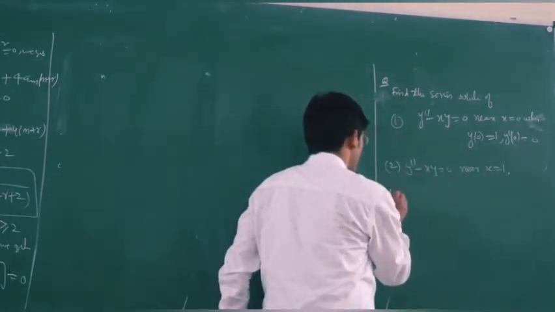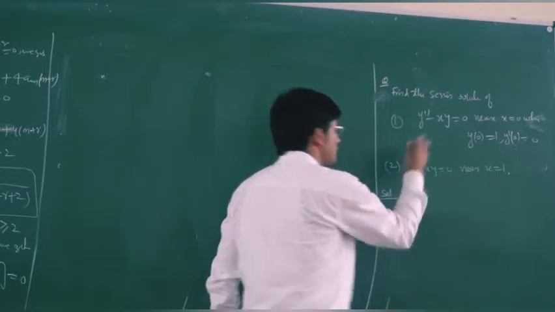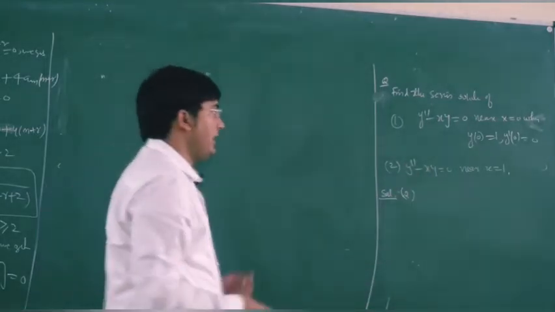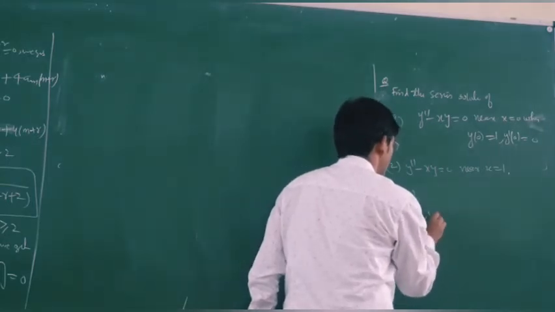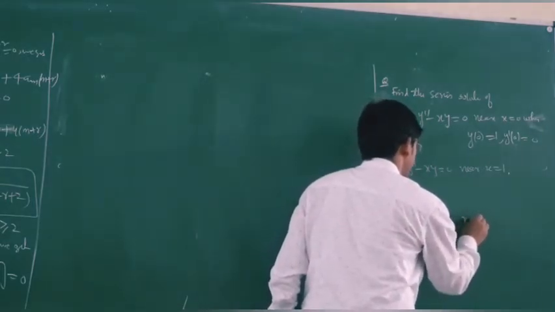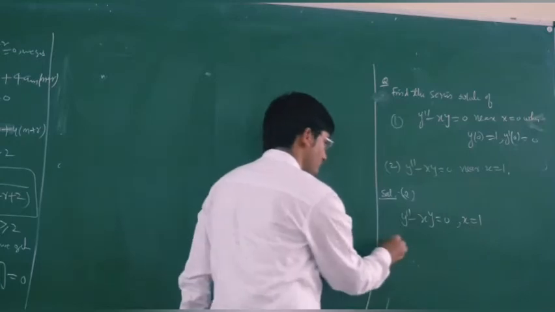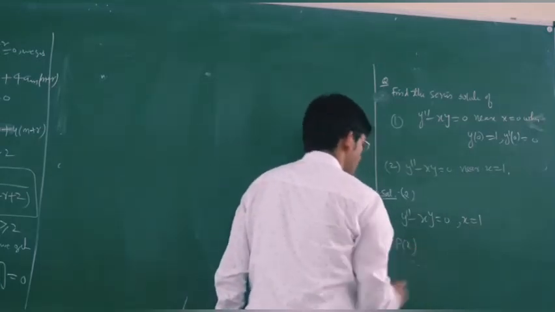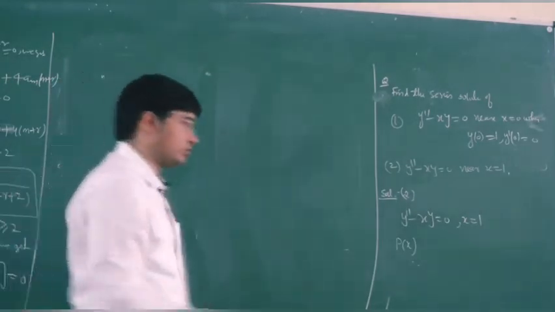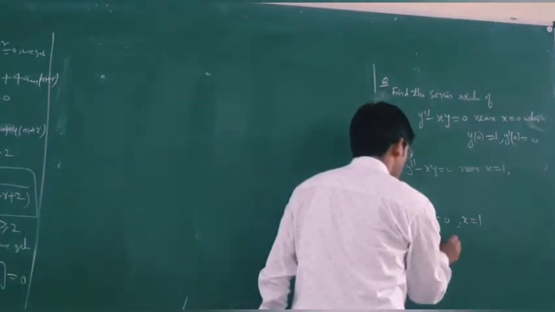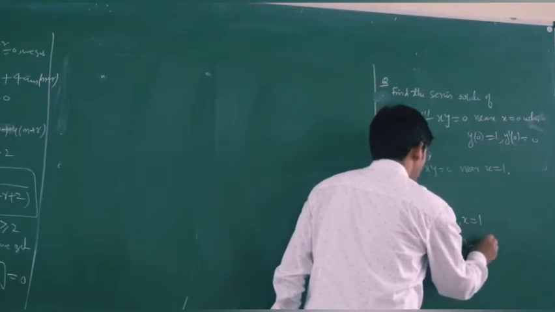Solution of 2. This is called the Airy equation and has many applications. Now this is y double dash minus xy equal to 0 at x equal to 1. Clearly, comparing with y double dash plus py dash plus qy equal to 0, you can see that p is 0 and q is minus x.